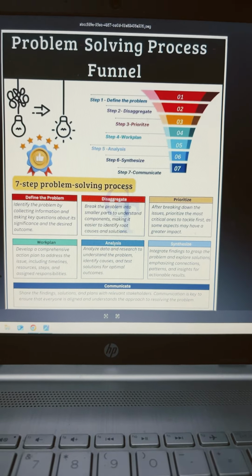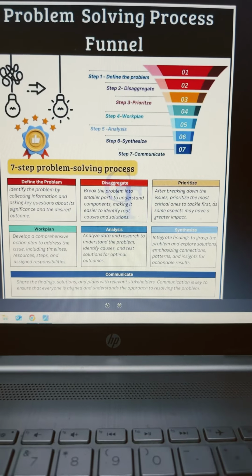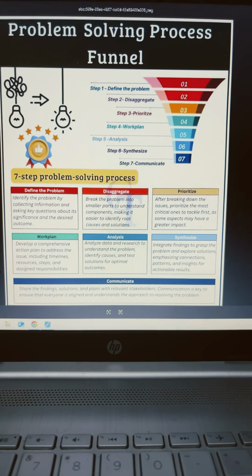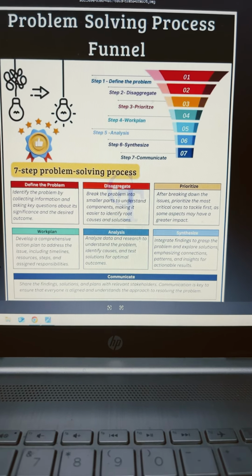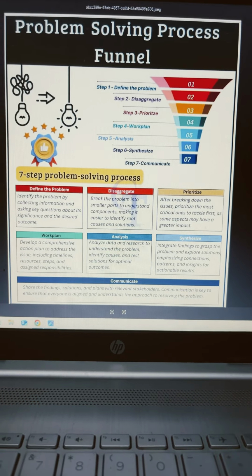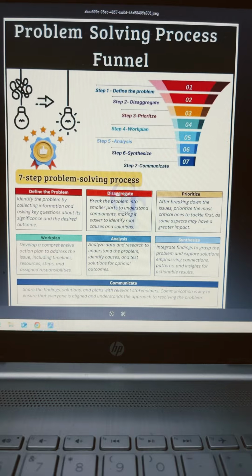The second step is disaggregate. That means you break down the bigger problem. Whatever the problem is, you break down that bigger problem into small parts, small components, so that you can understand the problem. It makes it easier to understand the root cause of the problem and find a solution for that particular problem.